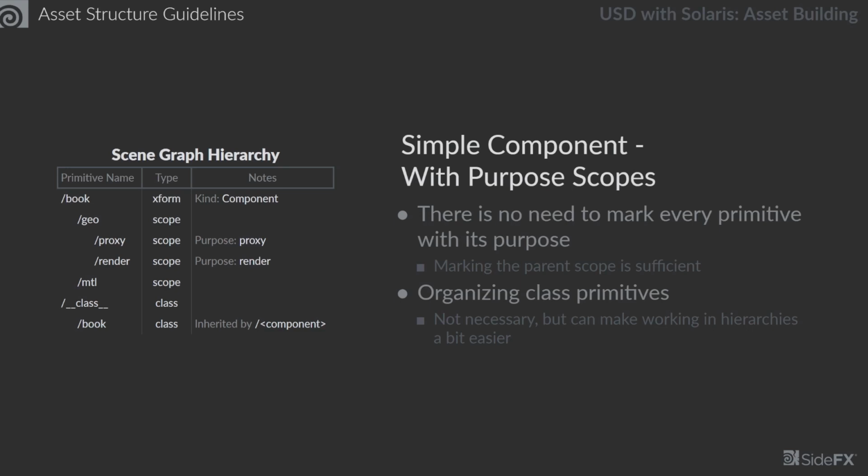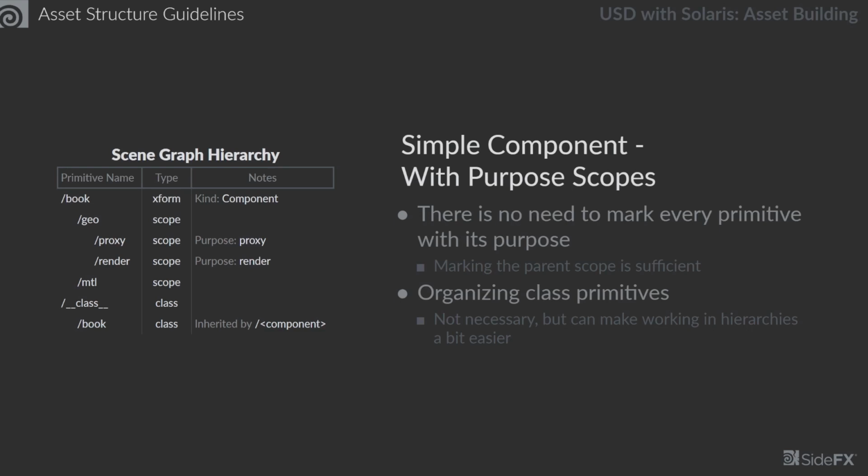One thing to note here is that there is no need to mark every primitive with its purpose. Just the parent scope is sufficient. So if you have a bunch of stuff under your proxy geometry and a bunch of stuff under your render geometry, those don't all need to have their purposes set as proxy or render. Just the parent primitive will suffice in that case.